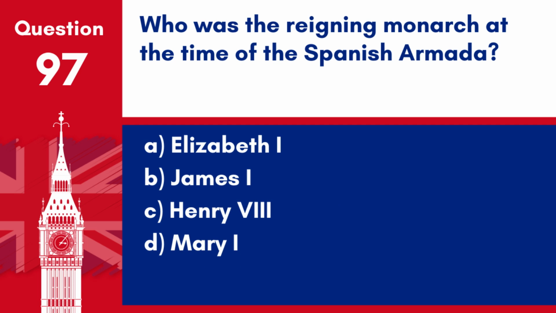Question 97. Who was the reigning monarch at the time of the Spanish Armada? A. Elizabeth I. B. James I. C. Henry VIII. D. Mary I. Answer: A. Elizabeth I. Queen Elizabeth I was the reigning monarch during the time of the Spanish Armada in 1588, which was a failed attempt by Spain to invade England.